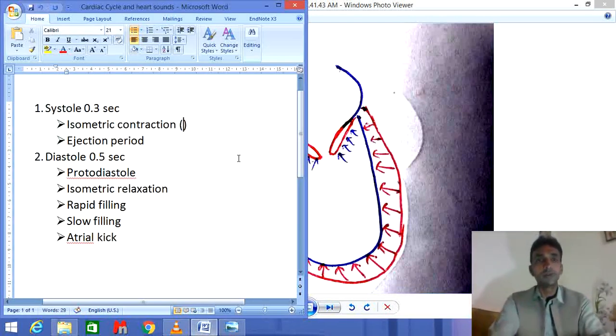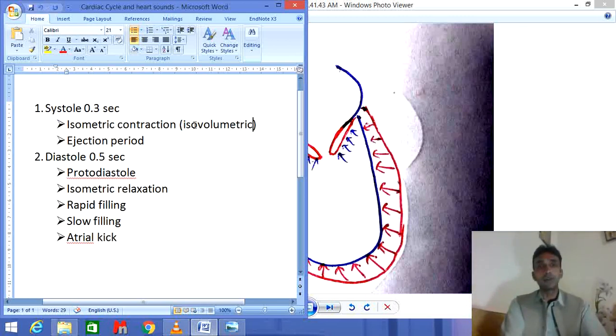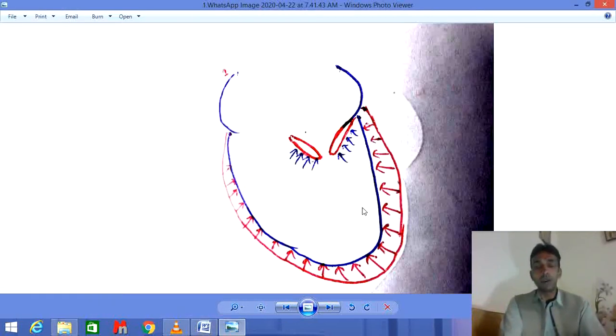Isometric means isovolumetric contraction. Iso means same and volumetric is derived from the word volume, in which the volume of the blood remains the same. This is the contraction of the ventricle of the heart, in which the volume of blood in the ventricle remains the same. There is no increase or decrease in the volume of blood in the ventricle. This isometric contraction takes place passively. There is no expenditure of any sort of energy in the isometric contraction.